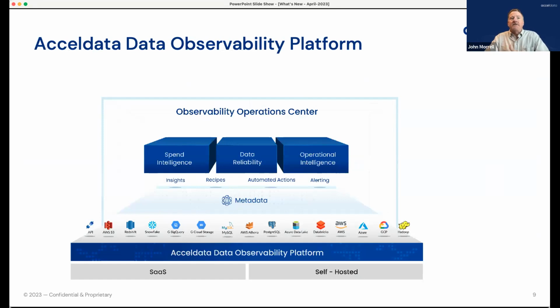So Excel data gives you all of this in a single platform. So we talked about having all of that data from users, data from your assets, data and information from your data pipelines, and data information from your infrastructure. We surface all of that information through our data observability platform, and we help correlate that in what we like to call our multi-layered data approach. But we surface all that information in dashboards, in tools, and user interfaces that focus on the very particular problems or use cases that you're trying to solve, whether that's data reliability, spend intelligence, or operational intelligence like we talked about.